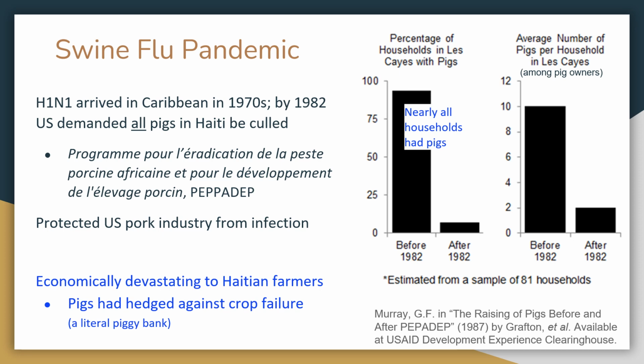I almost forgot to tell you one of the most interesting tidbits of this case study. After the 1982 culling event demanded by the U.S. government, Haitian pig farmers could purchase certified clean pigs to replace those that they had lost. Now, where do you think those certified clean pigs came from? The U.S. How do you think that made Haitian farmers feel?